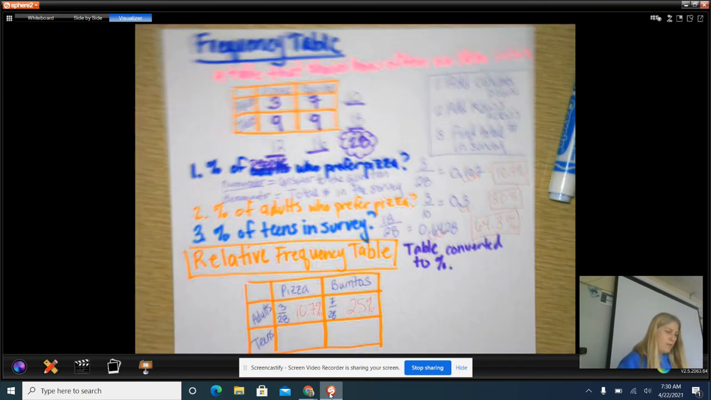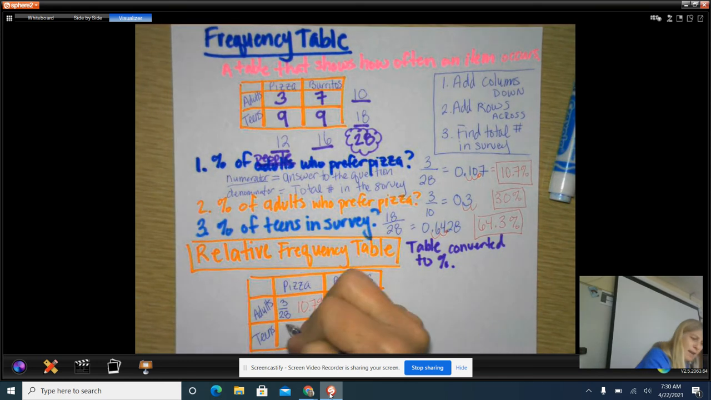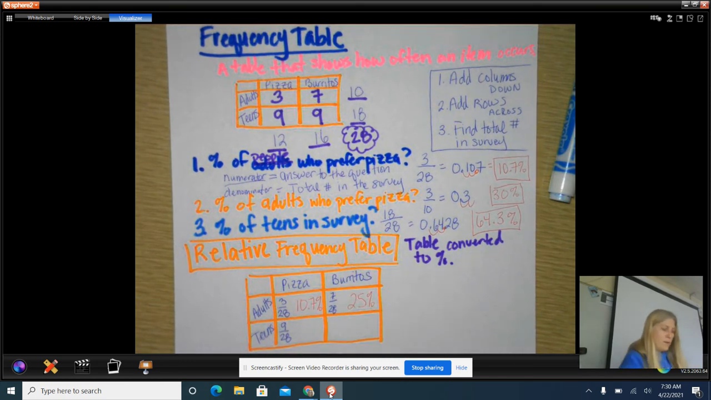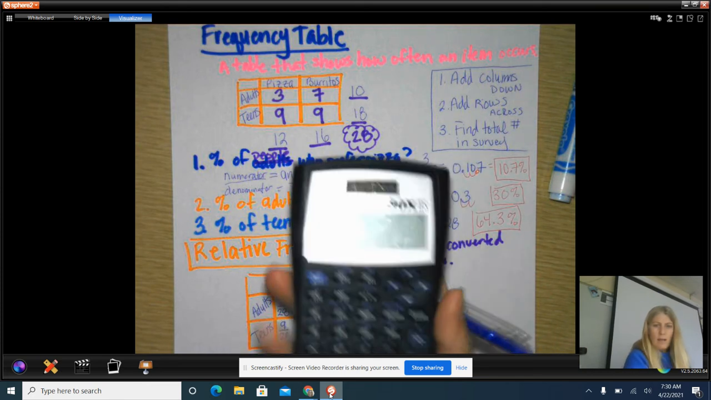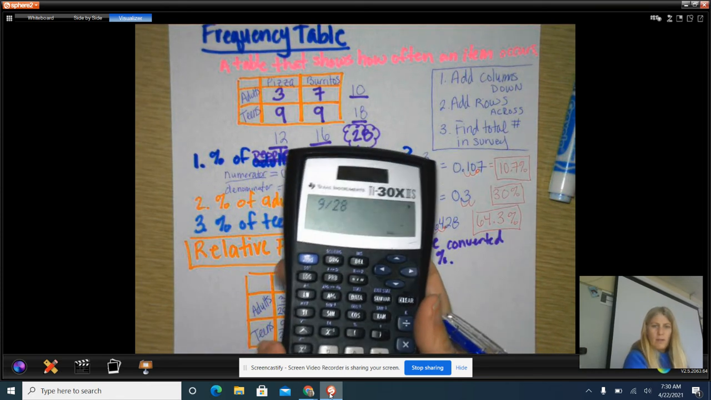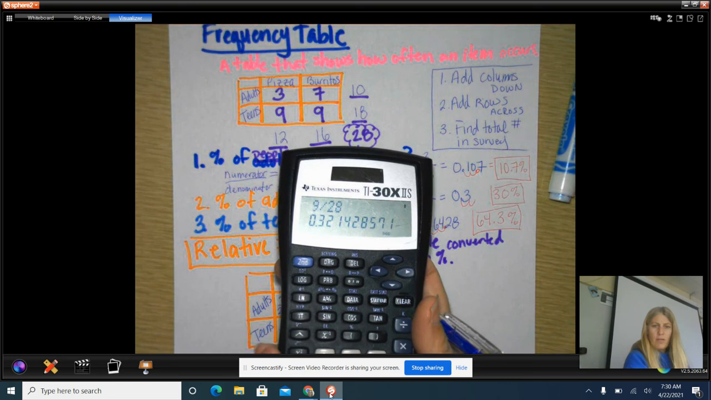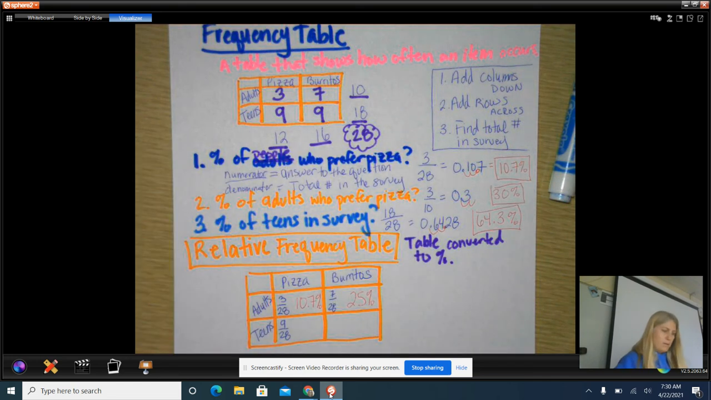For teens that prefer pizza, we have 9 out of 28. So we're going to go 9 divided by 28 and then change that to a decimal. So we have 32.1%.